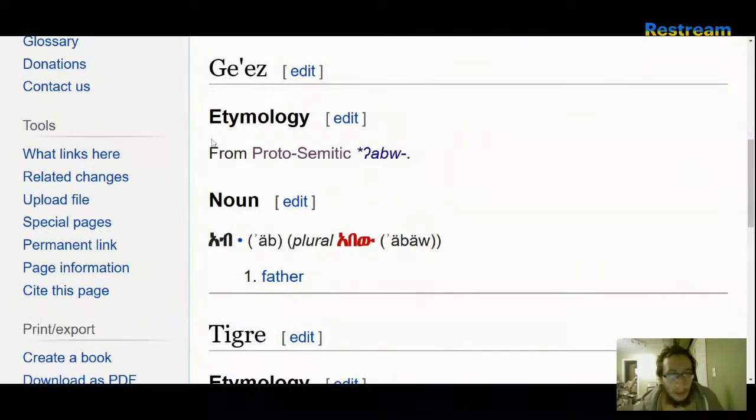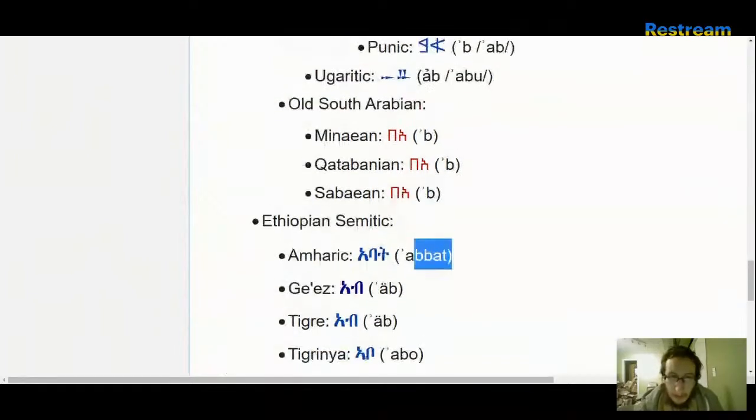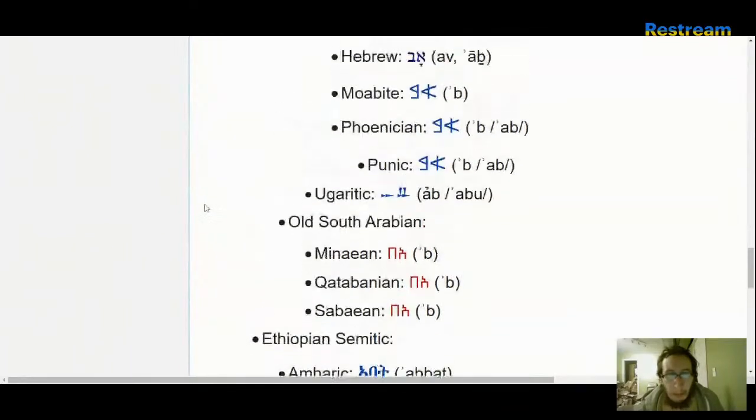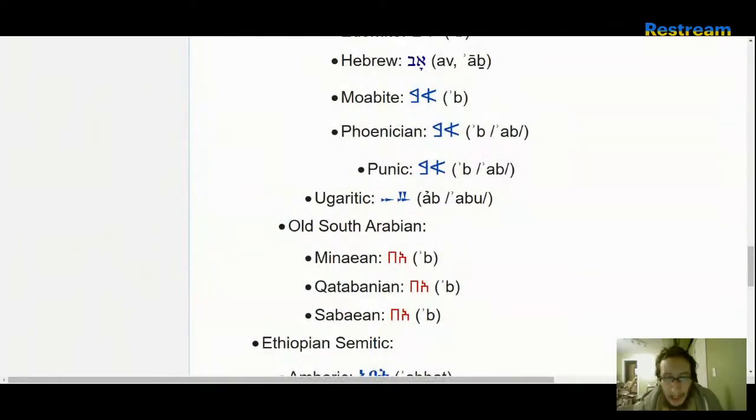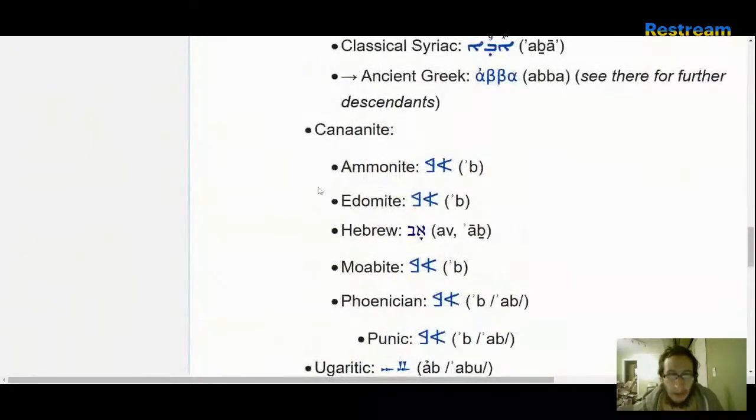That same word occurs in other Ethiopian languages. Right here, see ab and abo, abat. See, it's the same basic word. You have Old South Arabian. It's spelled ab. Same thing in the different dialects of Old South Arabia. Now you have the Canaanite, and these are the different dialects of Hebrew. So the Ammonites, this is Paleo-Hebrew. This is how it was written in Paleo-Hebrew. So Ammonite dialect of Paleo-Hebrew spells it ab. Edomite, Paleo-Hebrew, same spelling, same word.